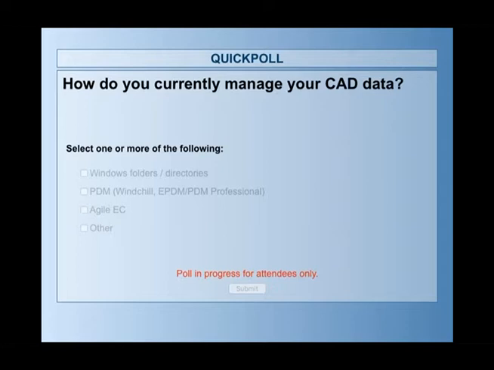Right now we have about three quarters of the participants that have given us their vote. Still going up a little bit, so I'll give you a little bit more time. Okay, there we go. So 88% of you have given us what you're using. 29% is using Windows folders, so about a third. 71% is using a PDM system, and then 21% of you is using Agile EC engineering collaboration. And nobody is using others. So basically, everybody falls in one of those three buckets at this point in time.